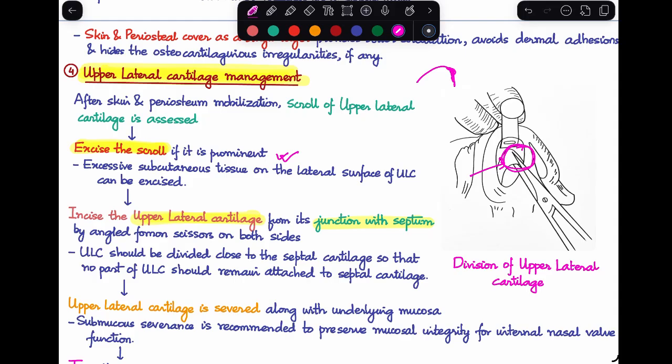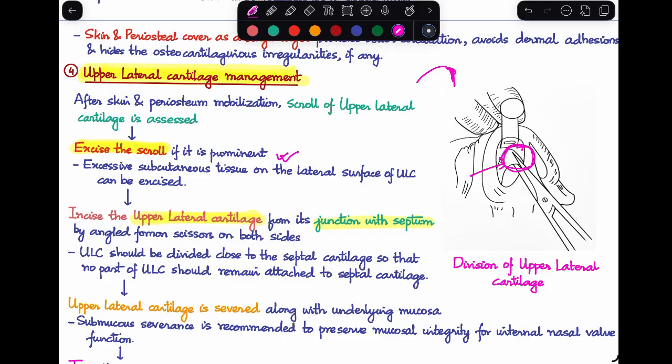And then once you have severed the upper lateral cartilage along with its underlying mucosa, our next step is done. Here usually what we prefer is a submucous severance, because that will help us in preserving the mucosal integrity of the internal nasal valve function. So you have severed the upper lateral cartilage from the septal cartilage attachment.